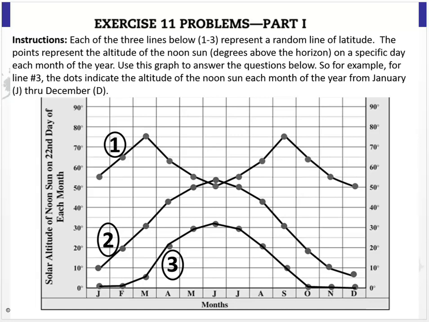So keeping this in mind, this graph does not actually show accurate data. You wouldn't find this somewhere on the planet. This is more or less just the example giving you a better idea of how to read this graph. So again, paying attention to the solar altitude of the noon sun on the 22nd day of each month. That is what each point represents. And you can see how this angle changes depending on what line of latitude we are looking at on the globe.